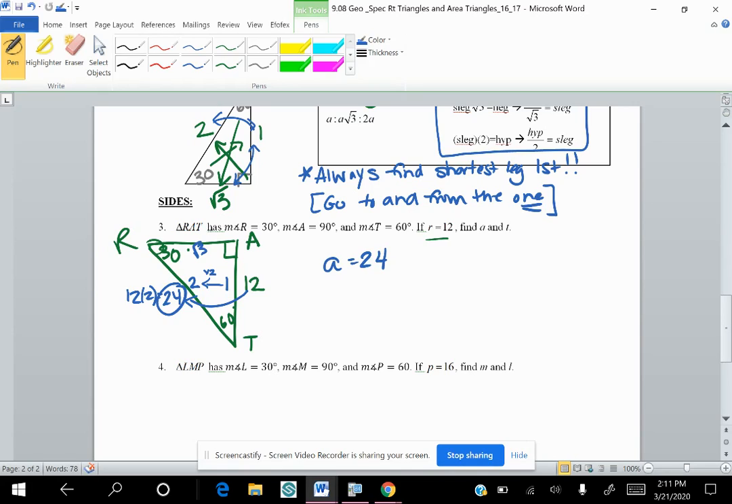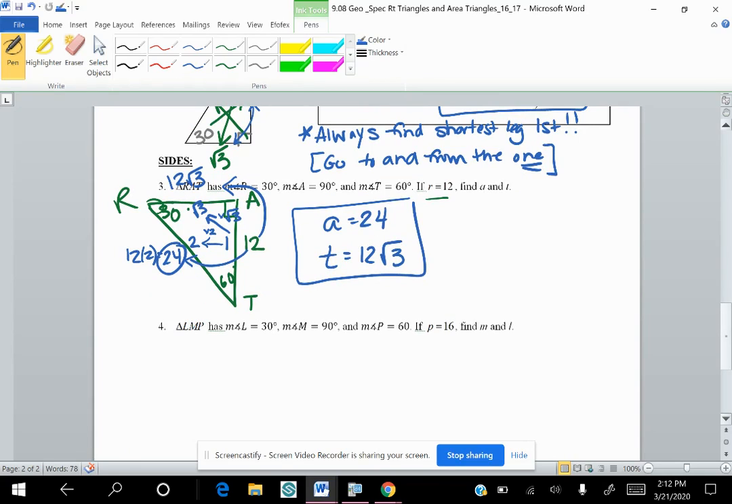Okay, and then next, I want to find side T. So to find side T, I'm going to go to and from the 1. So I want to go from a 1 to a rad 3. I'm getting bigger, so I'm going to multiply by rad 3. So that's what I'm going to do to the outside. So 12 times rad 3 gives me just 12 rad 3. So side T is going to be 12 rad 3. And that's already in simplest radical form, so we're done.